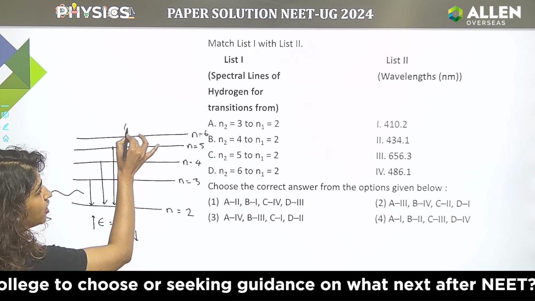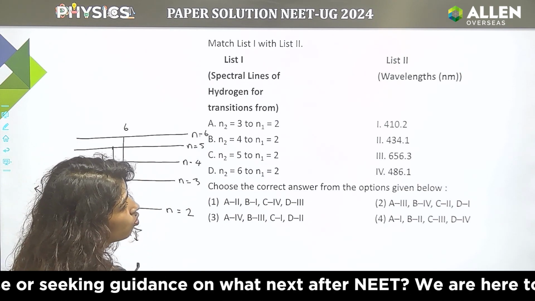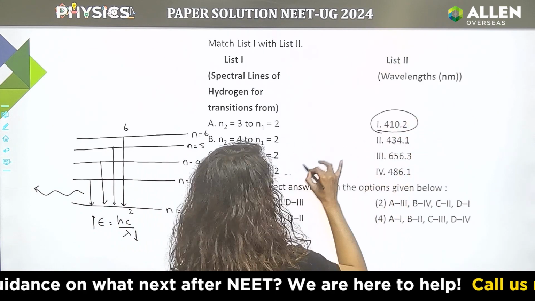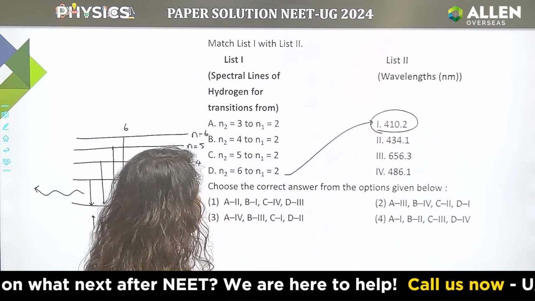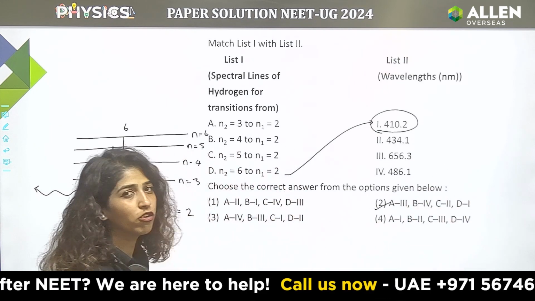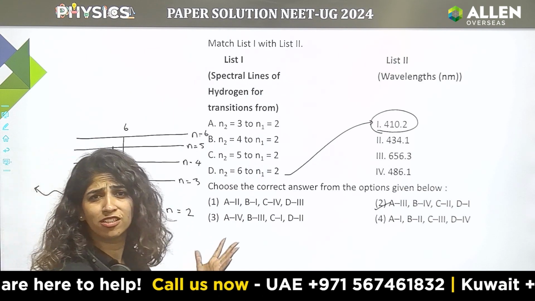That means 6 to 2, energy difference is highest, so wavelength would be lowest. Which is the lowest wavelength you can see here? 6 to 2 will correspond to lowest wavelength. So we have D1. How many options do you have for D1? That's how you get your answer. Does this make sense to everyone?